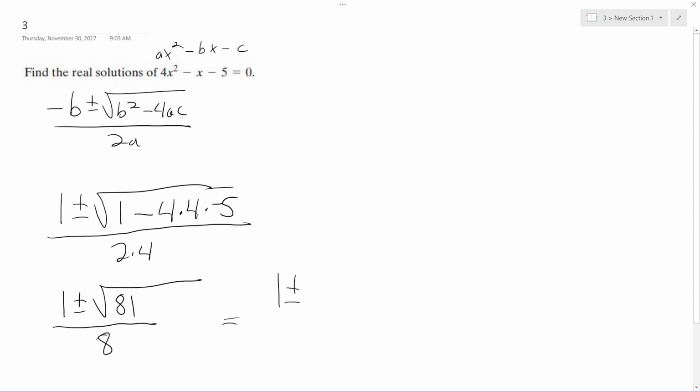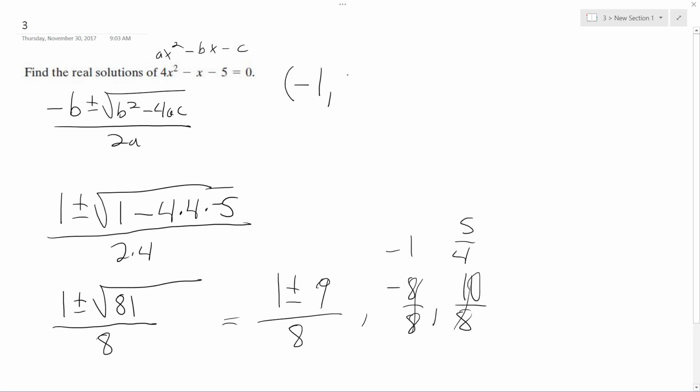So I get 1 plus or minus 9 over 8. So I get 8 over 8 and 10 over 8. So my final, and you reduce these, this becomes negative 1, and this is 5 over 4. So my final solution, the real solutions, are negative 1 and 5 over 4.